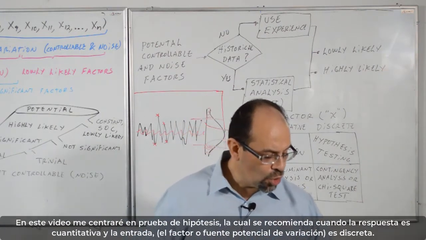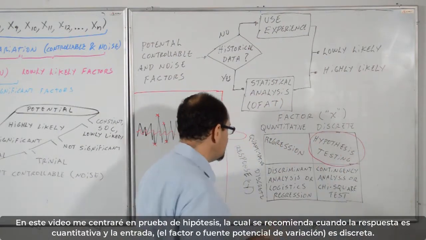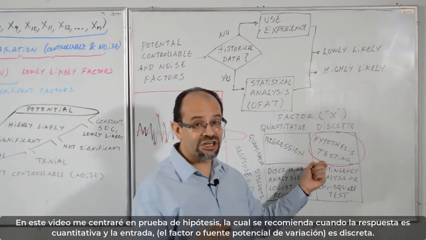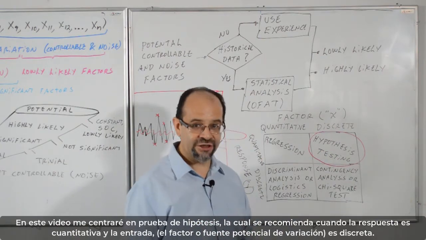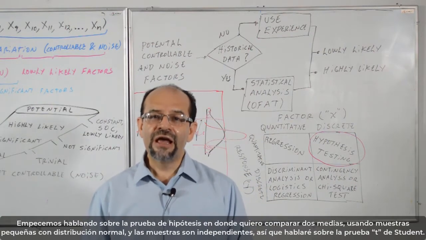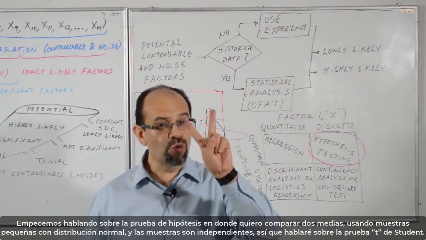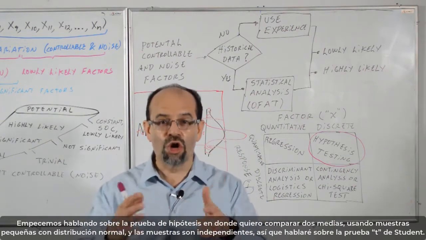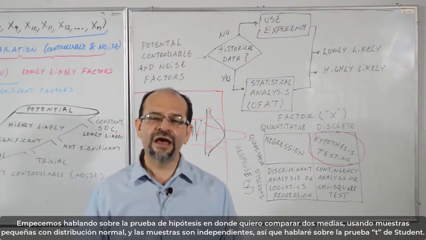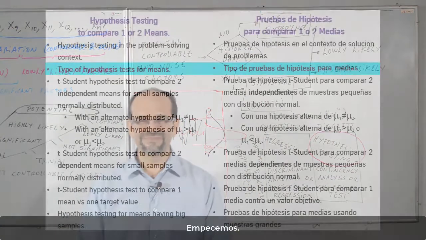In this video, I'm going to focus on hypothesis testing. For hypothesis testing, your response is quantitative and your input, your factor, your potential source of variation, is discrete. And then we are going to use hypothesis testing. Let me start talking about hypothesis testing, and I would like to compare two means, small samples, normal distribution. So I will have to talk about independent samples, by the way, and about the t-student test. Let's do that.